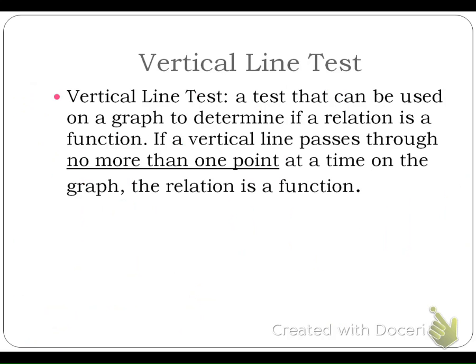So to sum up this point, vertical line test is a test that can be used on a graph to determine if a relationship is a function. If a vertical line passes through no more than one point at a time on the graph, then the relationship is a function.